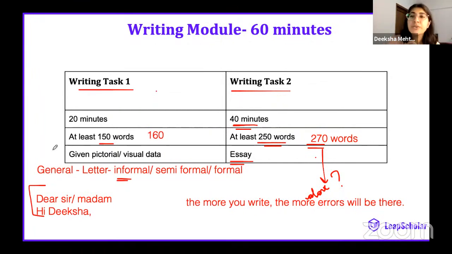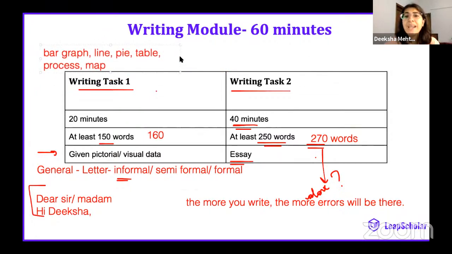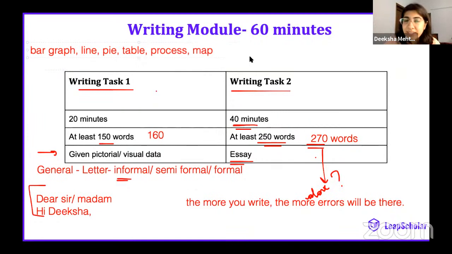All right. Now, academic students, on the other hand, are given some type of data. This data can be in the form of a bar graph, line graph, pie chart, table, process, or a map. Right? So any one of these options can be there. After looking at this data, you need to analyze it, make comparisons, and write a university-style formal report. So academic students need to write a report. Now, in both cases, the report and the essay need to be written in a formal style.